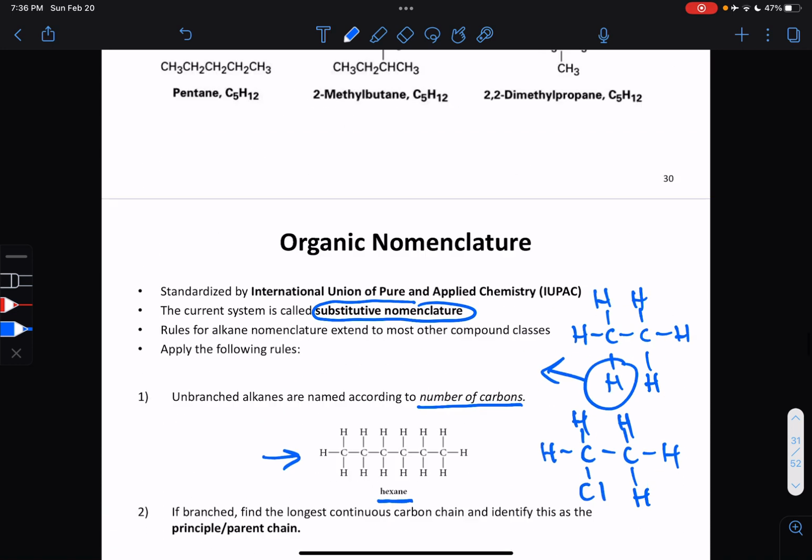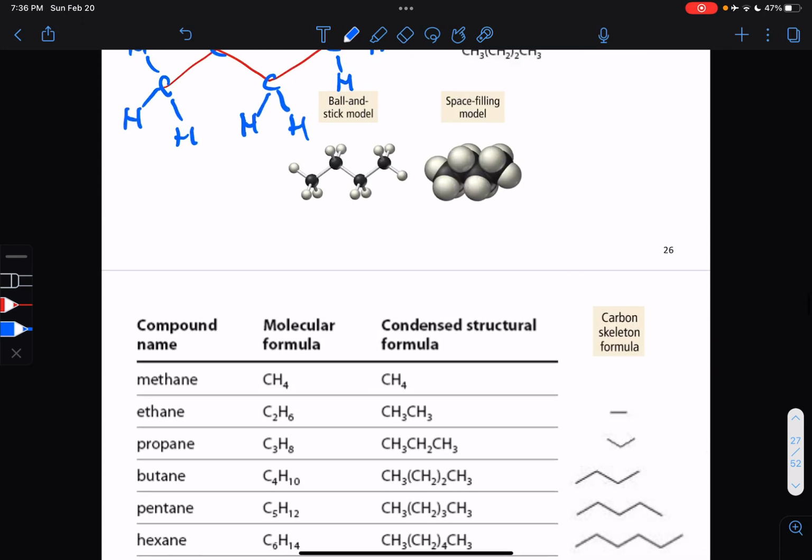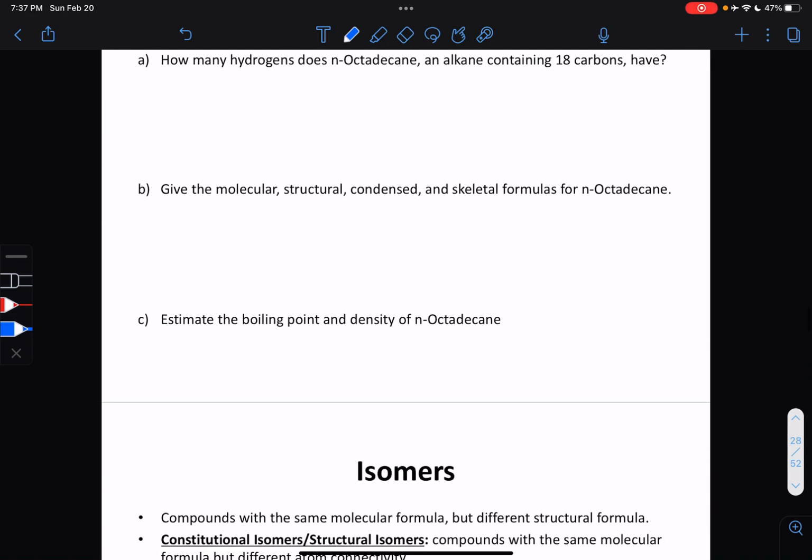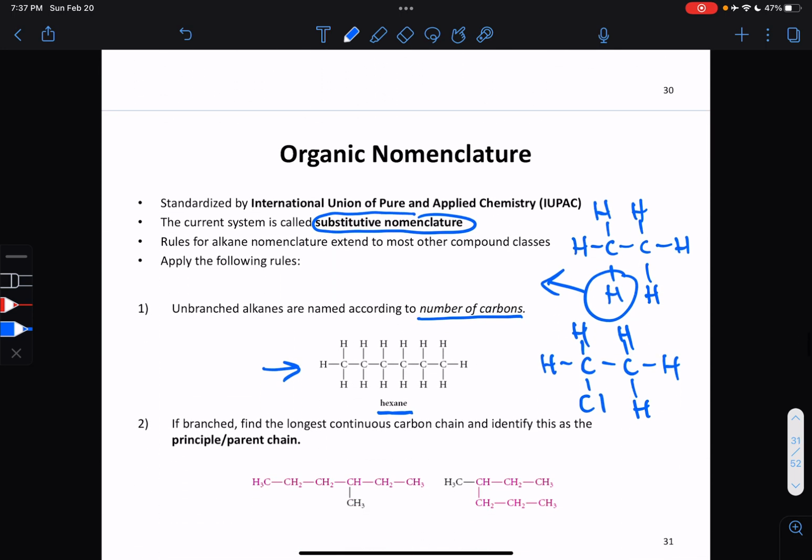And if we scroll back through our lecture slides, we can see on this slide right here, if you've got 1 carbon, you're going to be methane, 2 carbons, ethane, 3 propane, 4 butane, 5 pentane, 6 hexane, and on and on and on. So each one of those is going to have its own name. And again, it's going to depend on the number of carbons. So let's go back to our slide that we were working on.